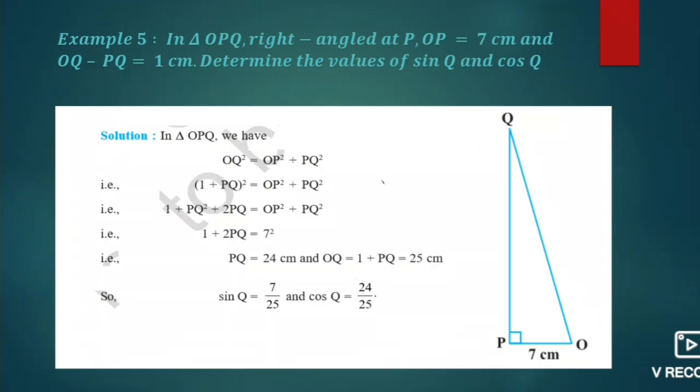Now we'll discuss the next example. Your question is: in triangle OPQ, right angle at the point P, OP is equal to 7 cm and OQ minus PQ is equal to 1 cm. Determine the value of sin Q and cos Q.